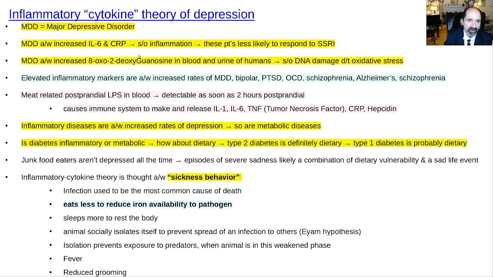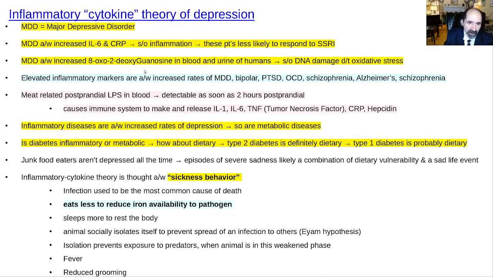And so rather than treating this with a medication, why don't you try removing the meat from your diet, removing the vegetable oils from your diet, removing the processed food from your diet, and potentially control all of this without having to get a psychiatric diagnosis and take a pill. MDD is also associated with this marker of DNA damage from oxidative stress. It's called 8-oxo-2-deoxyguanosine. It'll be detectable in the blood and the urine of humans in association with depression more often.